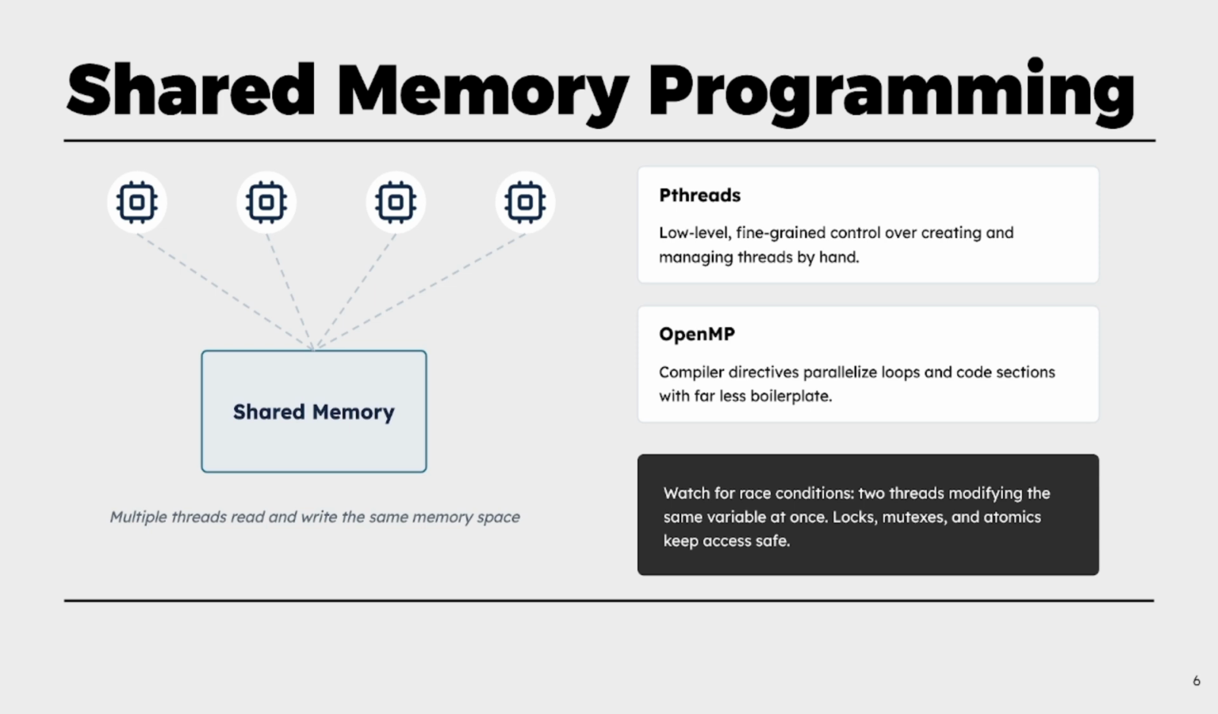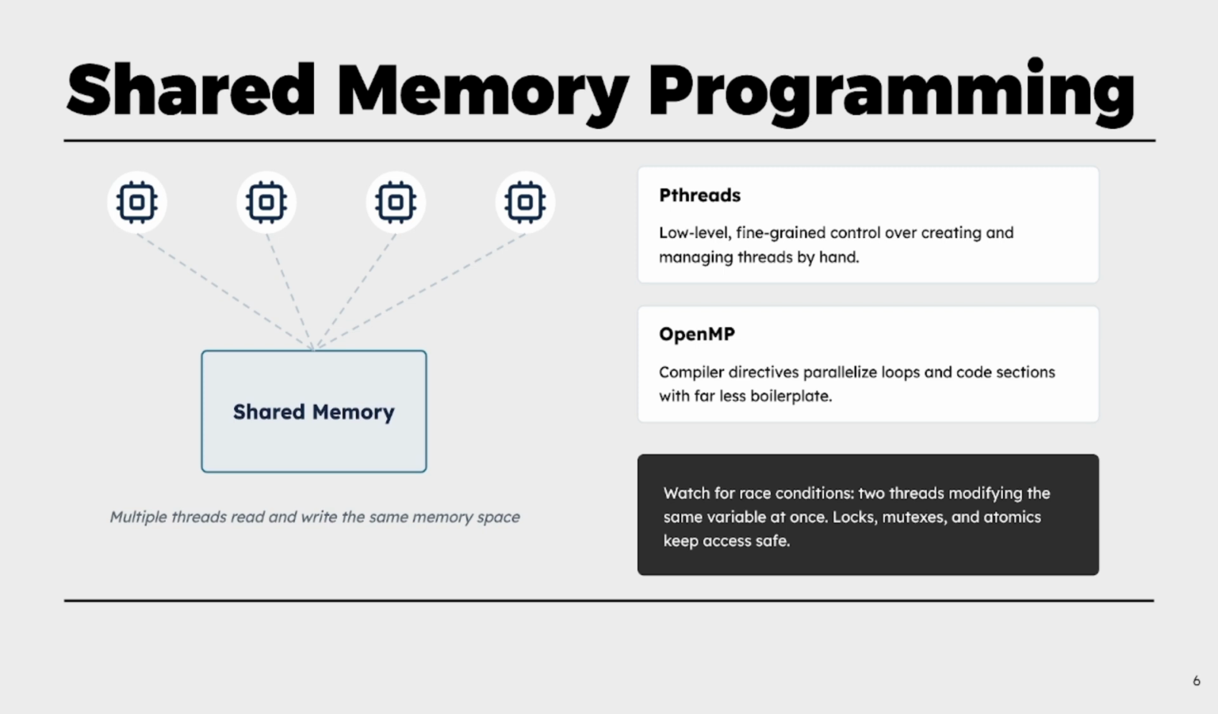Shared memory programming is usually what people learn first, because it maps naturally onto the multi-core laptop or desktop most of us are using probably right now. Two of the most common tools here are pthreads, short for POSIX threads, which give you fine-grained, low-level control over creating and managing threads, and OpenMP, which lets you parallelize loops and sections of code using simple compiler directives without managing threads by hand. The trade-off with shared memory is that because every thread can touch the same data, you have to be careful about race conditions.